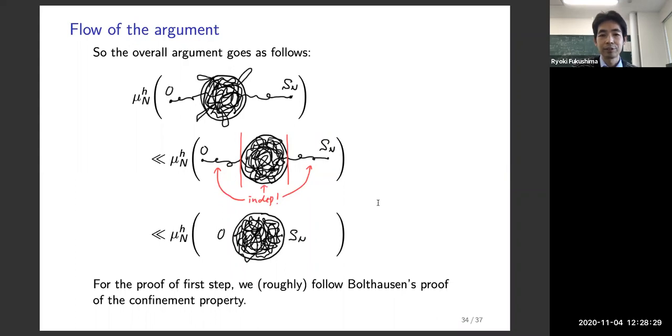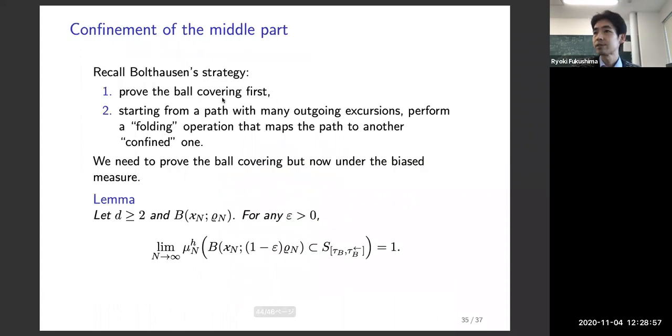If you believe this schematic picture, I'm hiding a lot of technicalities behind it, but if you believe this two-step picture, the most important part is to prove the first step, the confinement of the bulk of the random walk. And here I roughly follow Bolthausen's proof of the confinement property. Because there is a bias, the partition function is not as nice as in Schnittmann's work. I'm sorry, I think I'm running out of time, but I'm finishing in a minute. So let's recall Bolthausen's strategy. We prove the ball covering first, then do some folding argument.